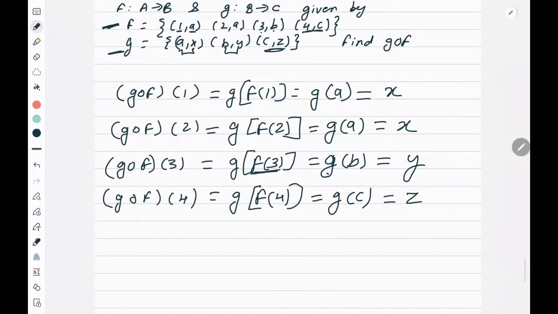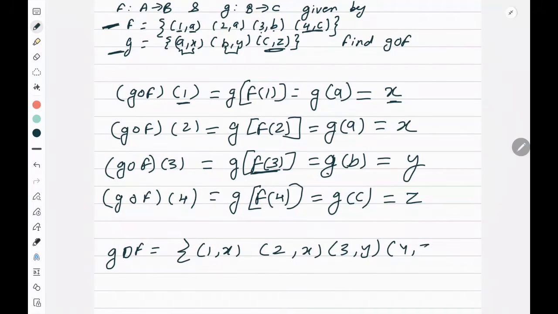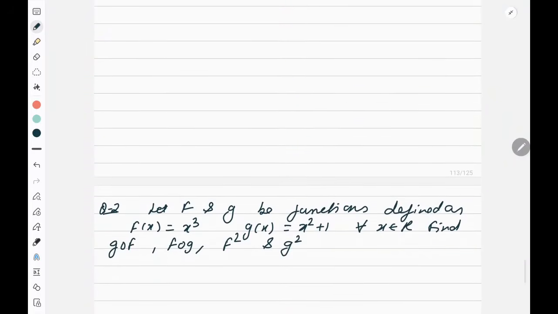Simple. So how can I write it now? g o f is equal to, first one is (1, x), because I took 1 as element and its image is x. Then (2, x), then (3, y), and then (4, z). This is how I should write down my answer. Easy? Now let's move to the next question.